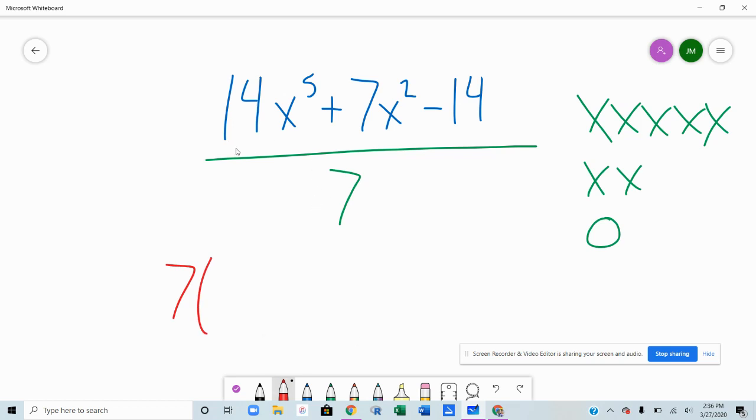Then you do your division. 14x to the 5th divided by 7. 14 divided by 7 is 2. We didn't do anything with our variables. 7x squared divided by 7. 7 divided by 7 is 1, x squared. Or you can just put x squared if you don't want to put the 1. And then negative 14 divided by 7 is negative 2. There's your answer.